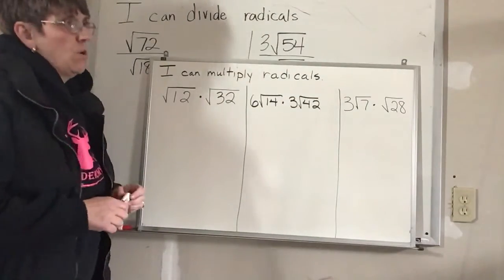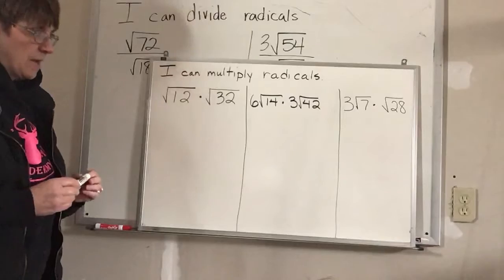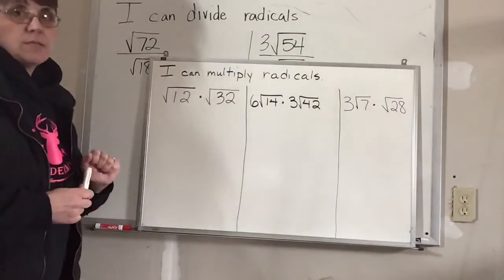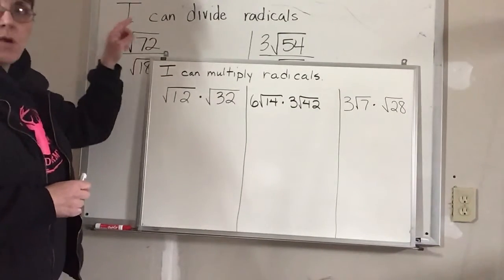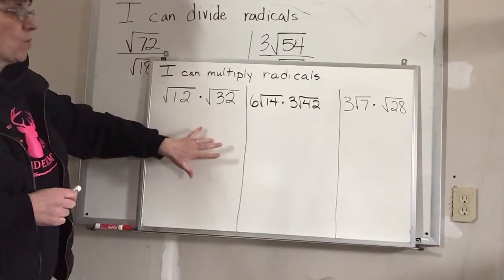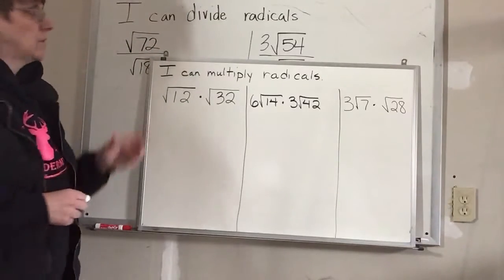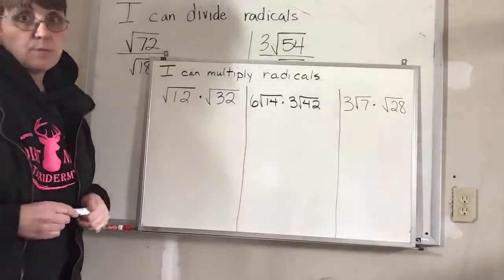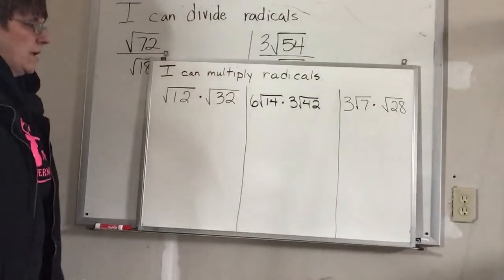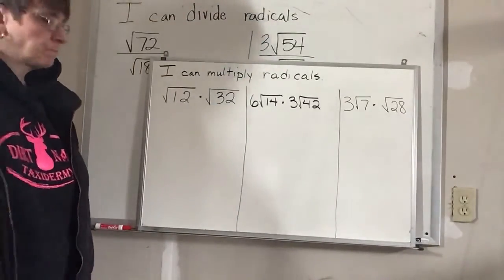All right, so you're going to find out that there will be times when you will be multiplying radicals together and then also dividing radicals. So one whiteboard has problems with multiplying radicals, one whiteboard has problems with dividing radicals, and we'll get this started.